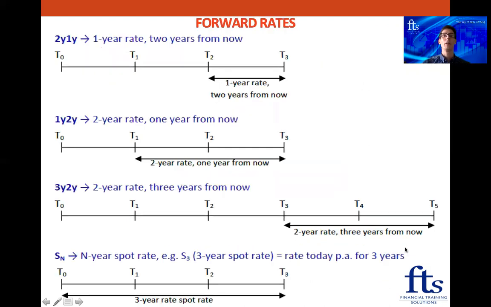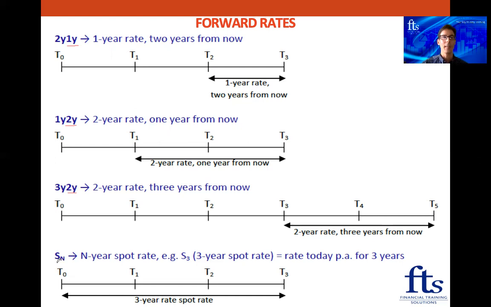Good. So now these forward rates, we need to go into a bit more detail. And this slide is all about the notation. What we always need to think in our head when we see these forward rates is we must say the second number first. So 2y1y means a 1-year rate 2 years from now. And 1y2y, say the second number first, is a 2-year rate 1 year from now. Okay, and then 3y2y is a 2-year rate 3 years from now.